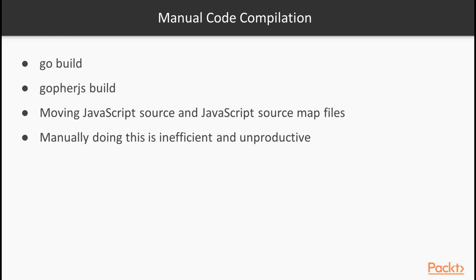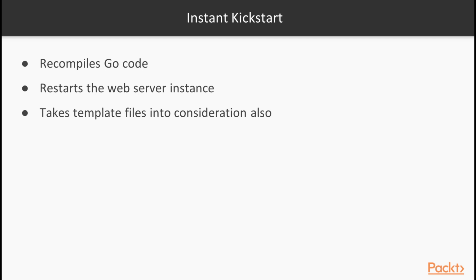We can automate this manual process and compile our Go code automatically using an instant kickstart, and that's what we'll be doing with a tool called Kick from the Isomorphic Go project. An instant kickstart consists of a recompilation of the Go code and a restart of the web server instance. Kick comes with the ability to take both the Go and GopherJS commands into consideration when performing the instant kickstart. Kick also takes template files into consideration when performing instant kickstarts.